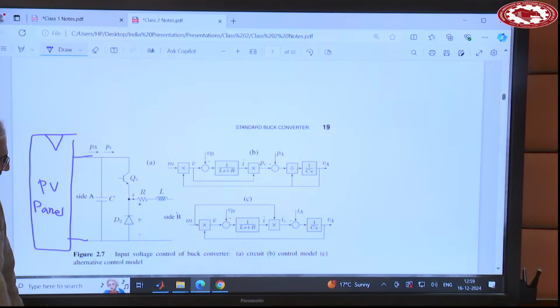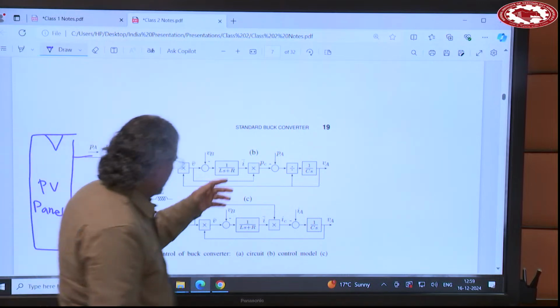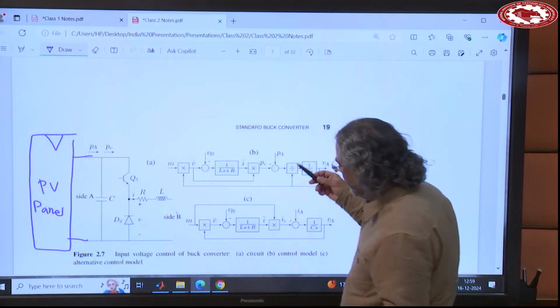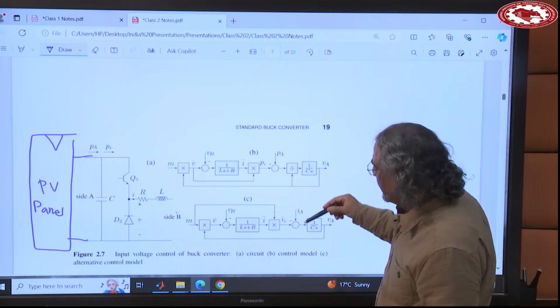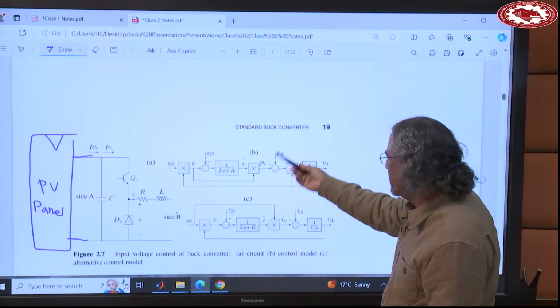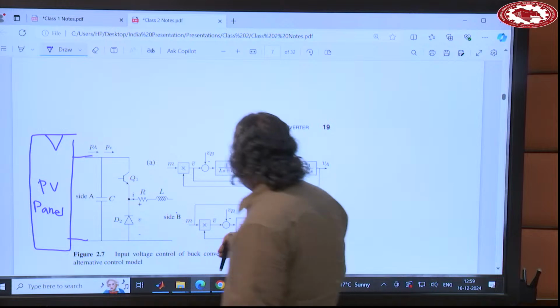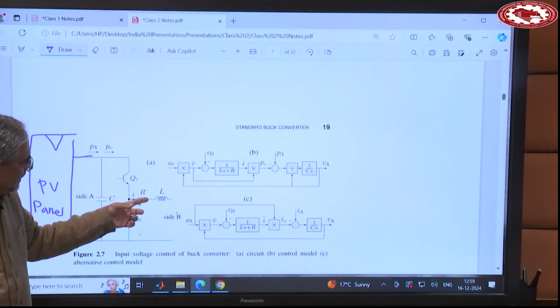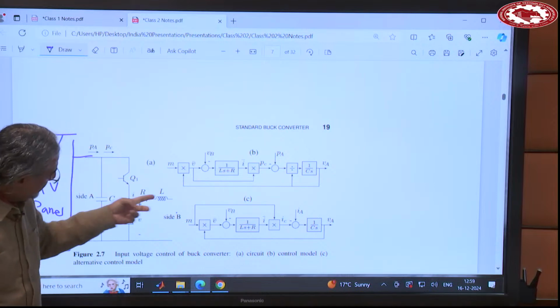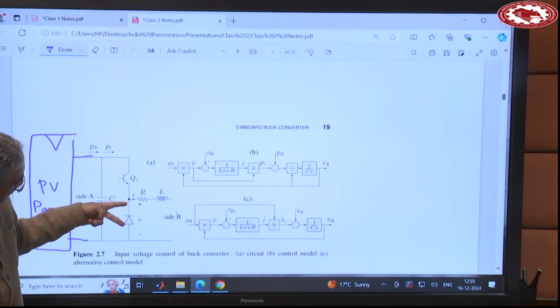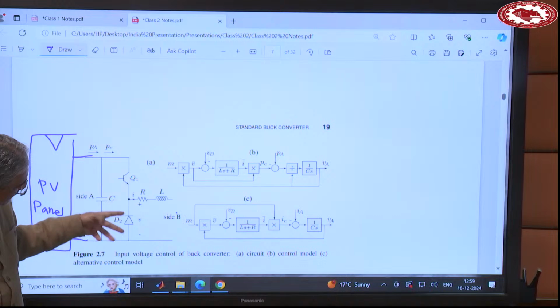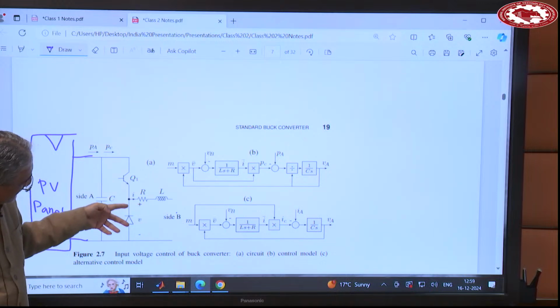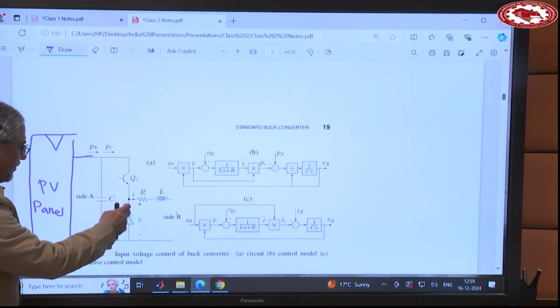Agree? Now, I have shown two models here, one based on power, one based on current. Both of them are correct. Let's look at the power, for instance. So now you have this current flowing here. If you multiply this current into this voltage, that will be the power which is delivered at this point, right? The power at this point.